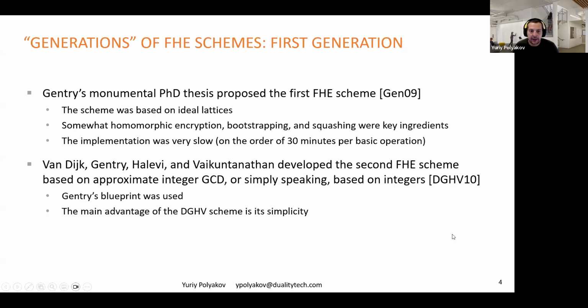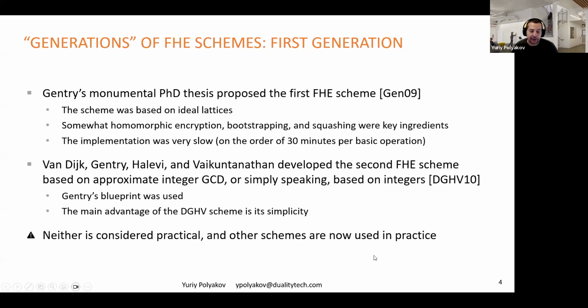that we're seeing now. Another important scheme in this first generation was a scheme by Van Dijk, Gentry, Halevi, and Vaikuntanathan that essentially applied the same Gentry blueprint, but to the case of an integer problem, the problem of approximate integer GCD. And the main advantage of that particular scheme was its simplicity. Something that should be kept in mind, of course, is that neither of these schemes is considered practical, and some other schemes are used and implemented in modern libraries.